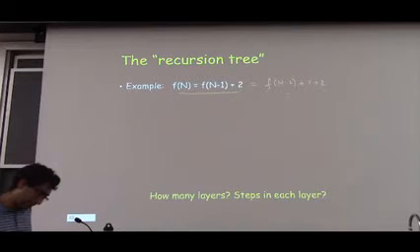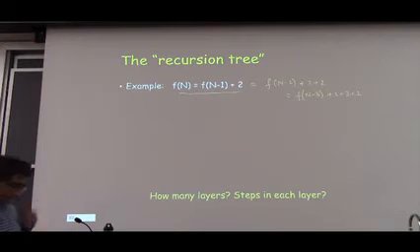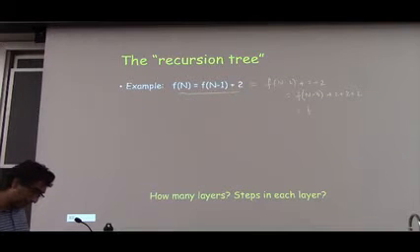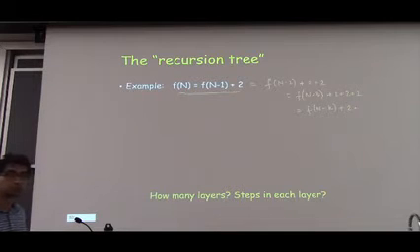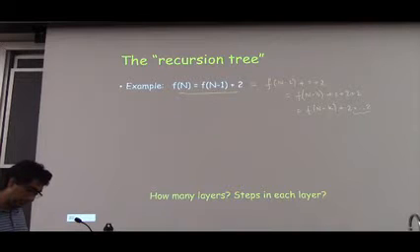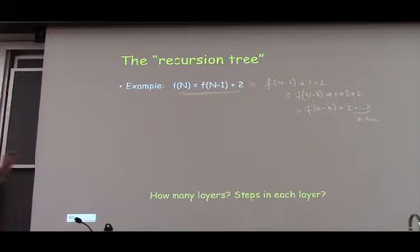And soon enough, f of n minus 3 plus 2 plus 2 plus 2. Soon enough, you will see a pattern that you will have something like f of n minus k plus 2 appearing k times. Is that clear? What we are doing here is basically unwinding this definition. The definition is this recursive thing, and you're just unwinding it one step at a time.